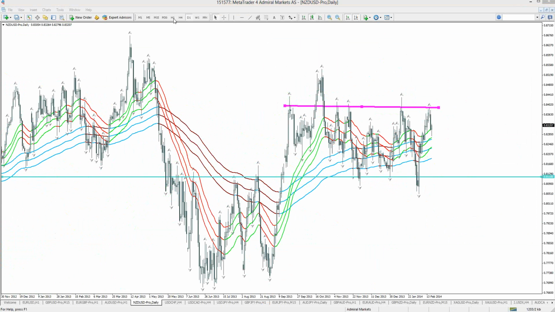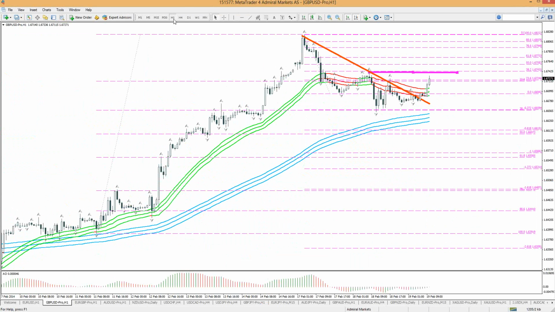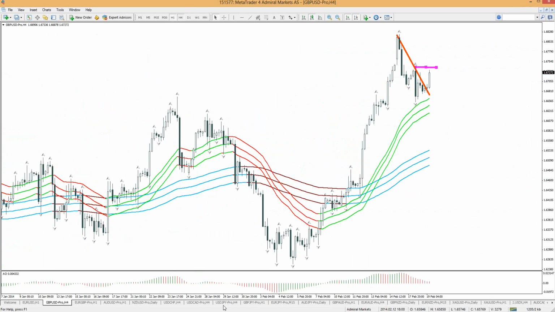Let's take a look at this pound dollar, for instance. Let me show you an example. Let's use a current example. Let's take a look at this 4-hour chart, pound dollar, okay?